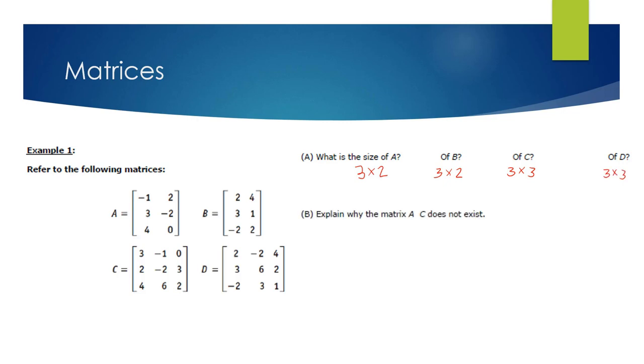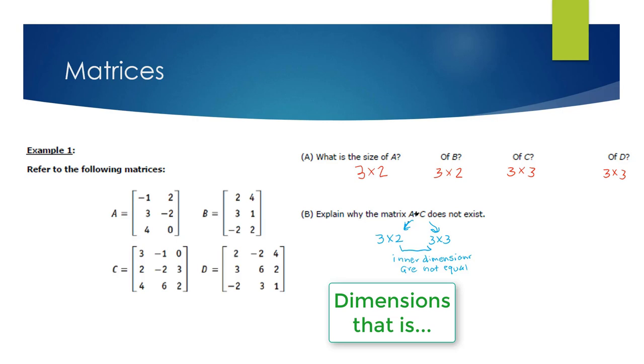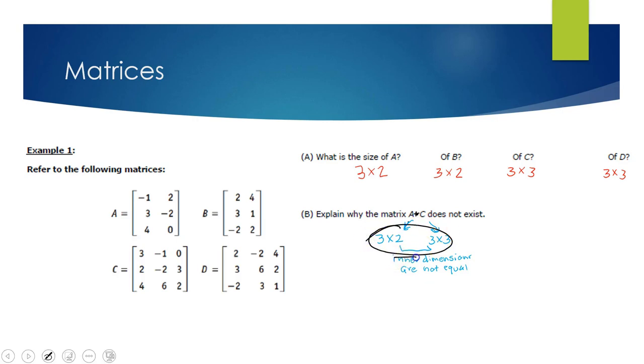There's a plus sign missing here. Let me put it in there really quick. It's asking you a question here. Why doesn't this matrix A plus C not exist? Well, remember, for me to add 2 matrices together, or subtract them for that matter, they have to have the same dimensions. The dimensions are not equal. So with that being the case, I cannot add the 2 matrices together.